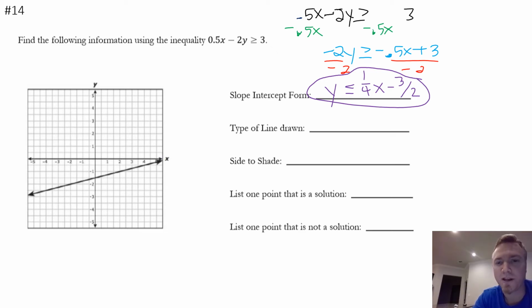Unit 3 test review, question 14 says find the following information using the inequality 0.5x, or 1/2 x, minus 2y is greater than or equal to 3. So to graph this inequality, if it's in standard form, I'm going to use space move divide to get y by itself. So I've already done the work over there to the side.